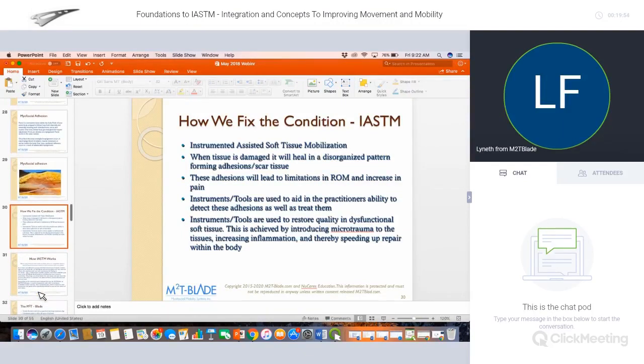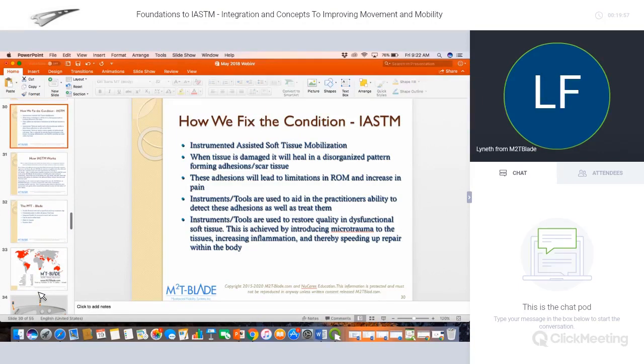Our whole purpose of this webinar today is instrument-assisted soft tissue mobilization. When the tissue is damaged, it will heal in a disorganized pattern, forming scar tissue and adhesion. So any kind of damage, not just blunt force trauma, but repetition, overuse, and just unhealthy tissue is going to lead to this as well. When it is damaged, it will heal in a disorganized pattern, forming adhesions and scar tissue. These adhesions will lead to limitations in range of motion and an increase in pain. So if I have a decrease in blood flow, circulation, and nutrition to the area, I'm going to have an increase in pain because nociceptivity increases, which causes a decrease in mechanoreceptive activity.